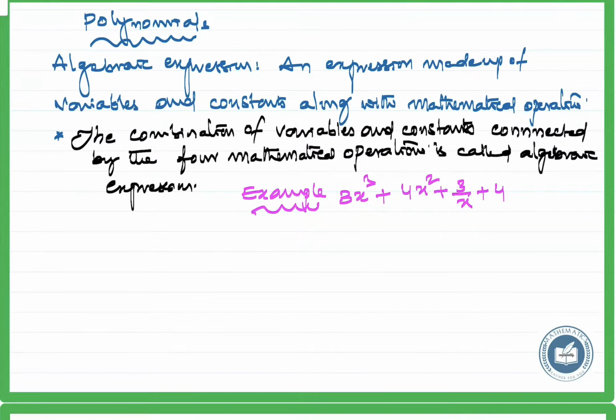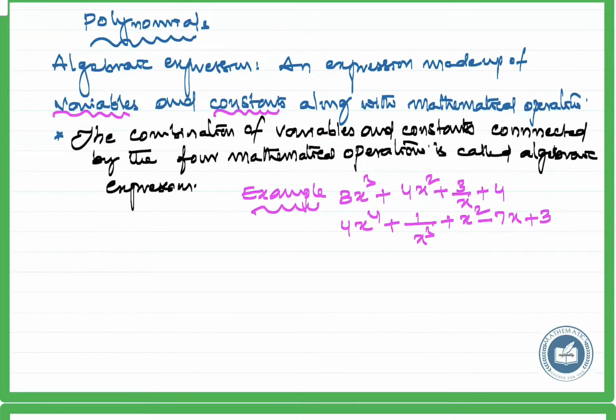Second, I am going to write here 4x to the power of 4, 1 upon x to the power of 3 plus x square minus 7x plus 3. This is also considered an algebraic expression. Now in the definition there are two terms: one is the variable, the other is the constant.